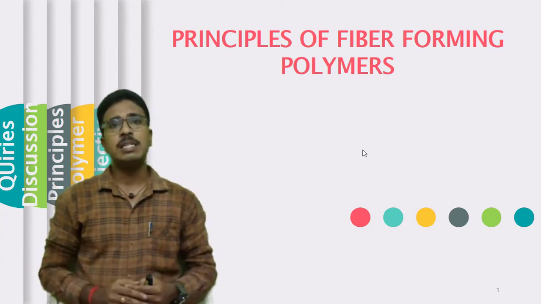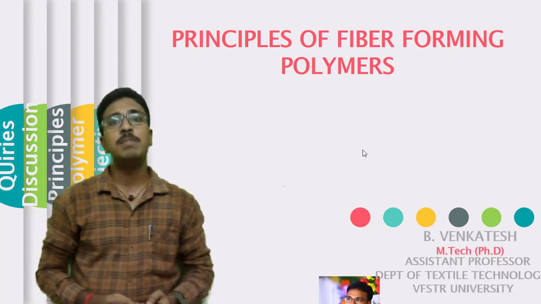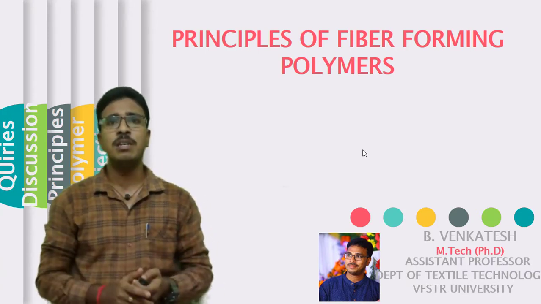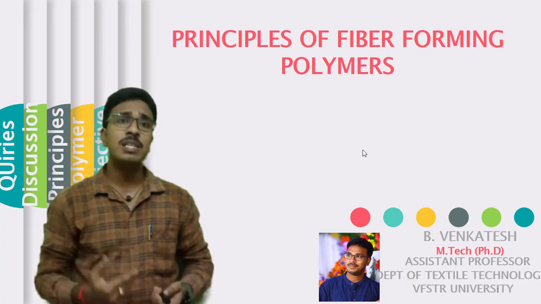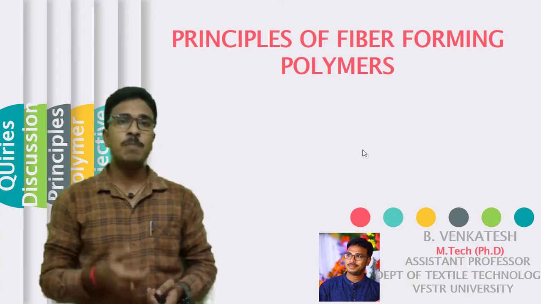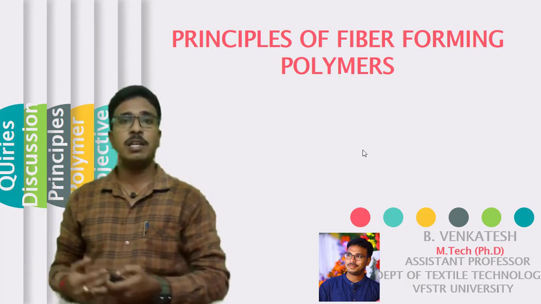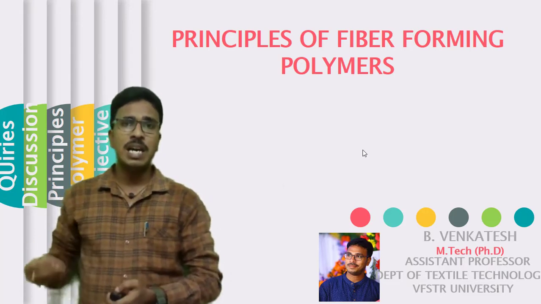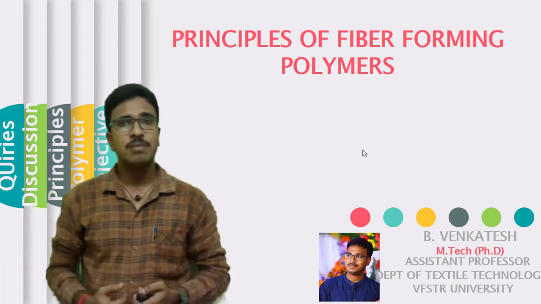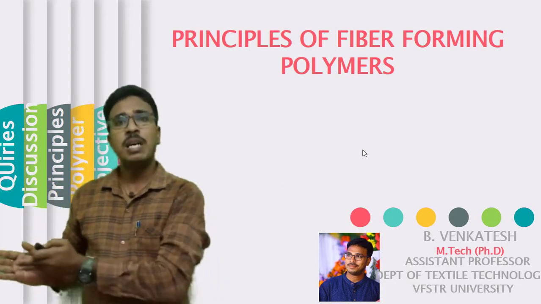Today's class, our topic is principles of fiber forming polymers. If you observe this name, you can understand the importance of this topic. Why? Because here we are using a polymer from which we are making continuous length of yarns. Obviously, whatever yarns we are producing, we are going to use for a particular application. Is it right? We are going to use the particular yarns or fibers for end use applications.